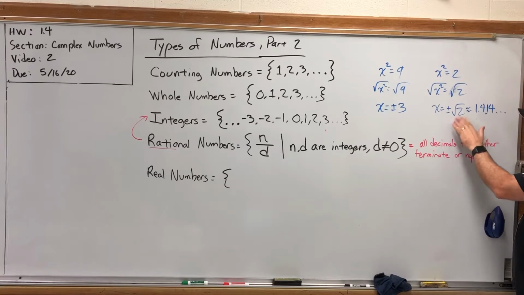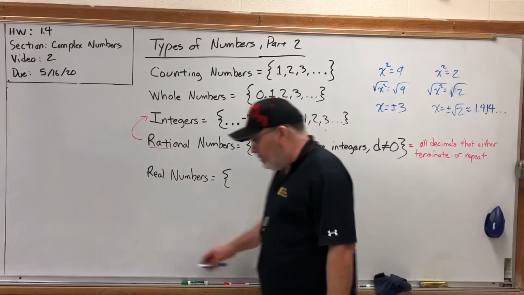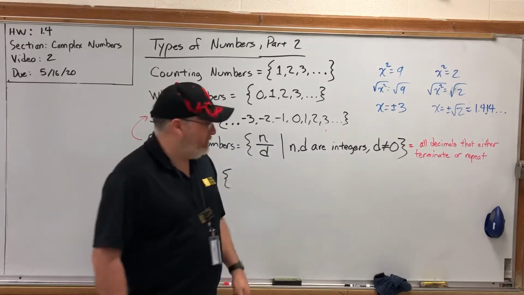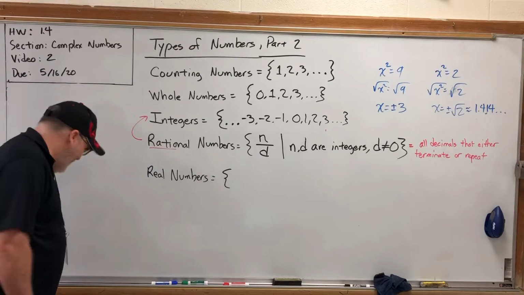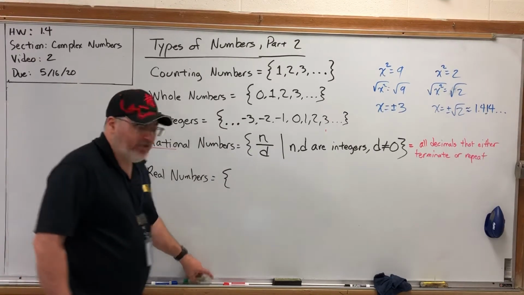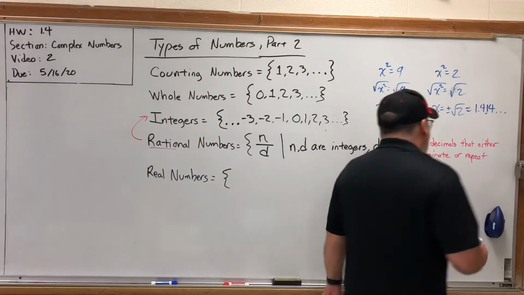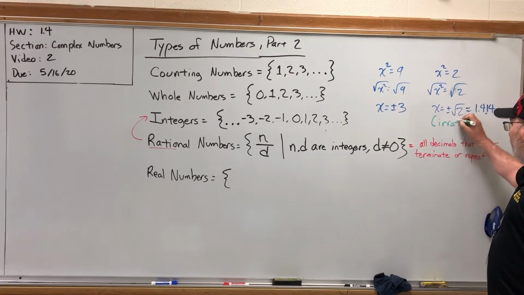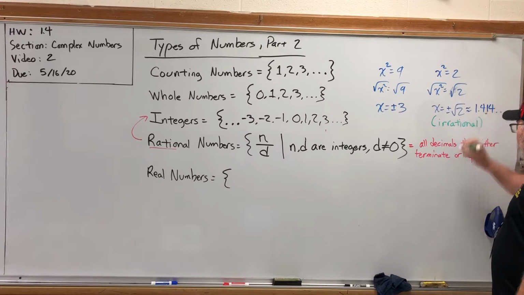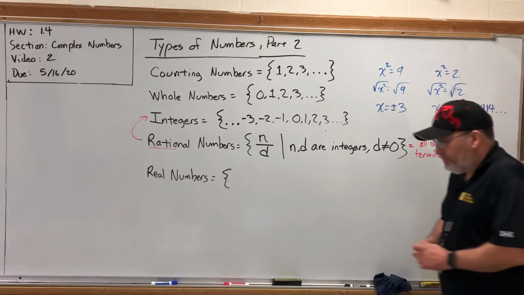So we run into a problem with the square root of 2. As a decimal, it doesn't end and it doesn't repeat, which means it is not a rational number. In fact, a decimal that does not end and does not repeat is called an irrational number, chosen specifically to mean the opposite of rational.